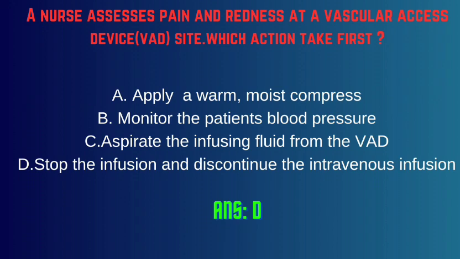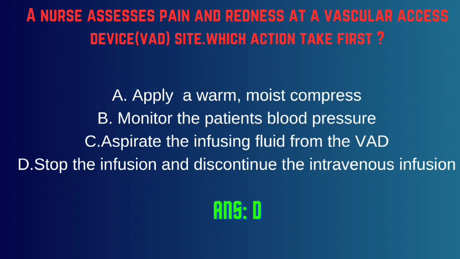The next question is, a nurse assesses pain and redness at the vascular access device site. Which action does the nurse take first? Apply a warm, moist compress, monitor the patient's blood pressure, aspirate the infusing fluid from the VAD, stop the infusion and discontinue the intravenous infusion.